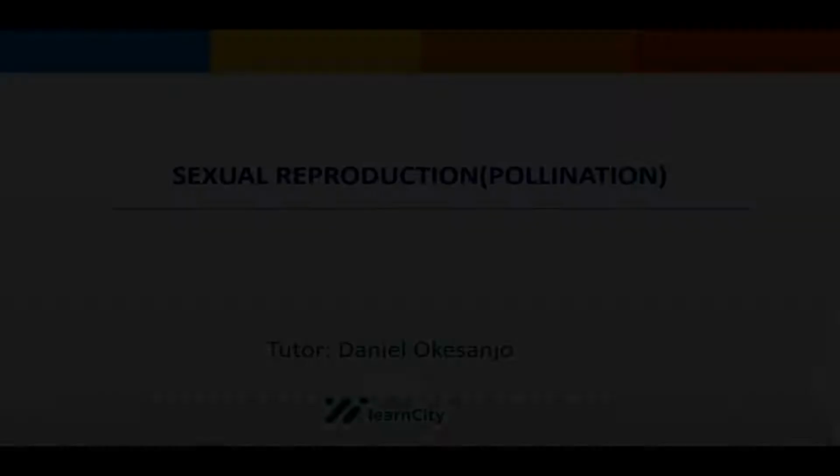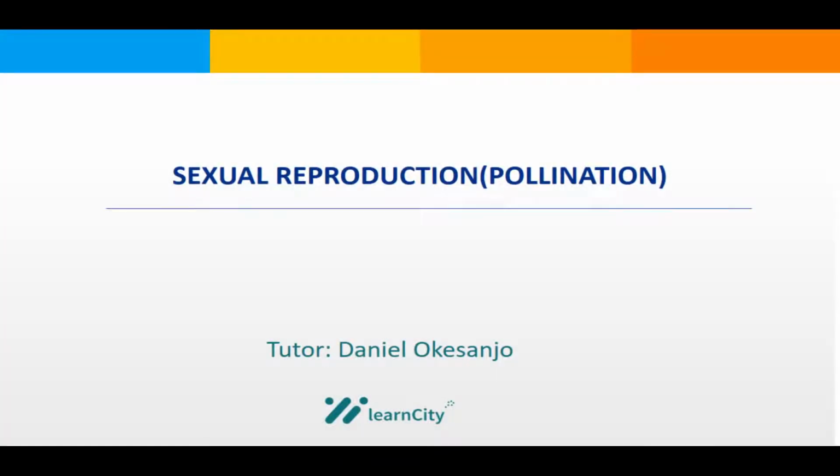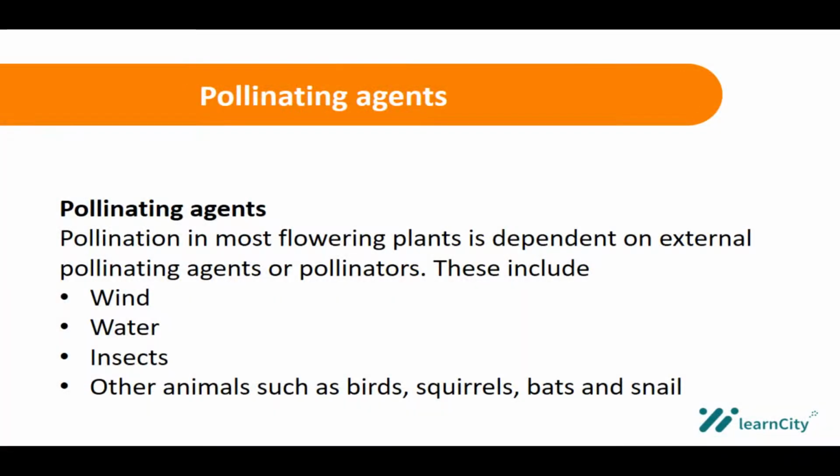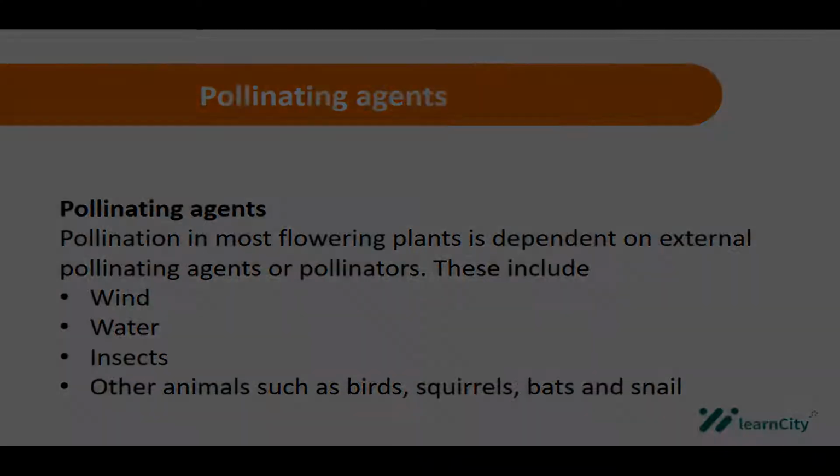Continuing our topic on pollination, today we'll be talking about pollinating agents. Pollination in most flowering plants is dependent on external agents that carry out pollination. These agents include wind, water, insects, and other animals like birds, squirrels, bats, snails, and so on and so forth.